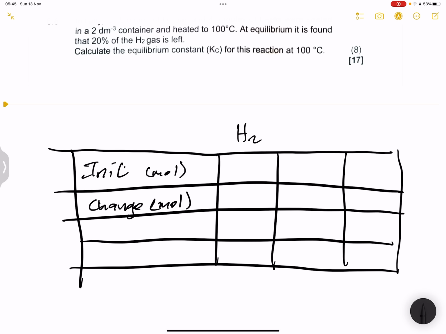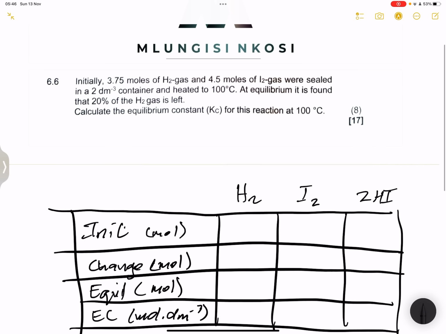So we've got hydrogen, we've got iodine, and we've got 2HI. That was their reaction. Okay, so sorry, that was equilibrium rather. So that's in moles as well as equilibrium concentration, and that's in moles per cubic decimeters. Please make it a point that you always put in the SI units so that we know what's in the box.